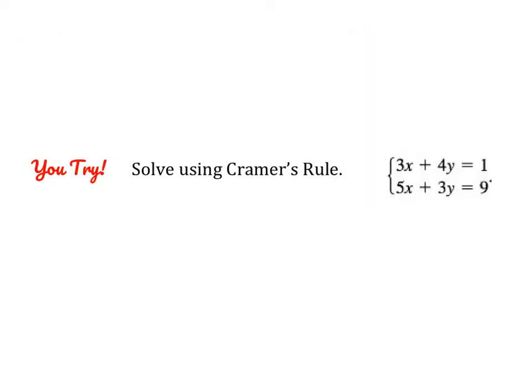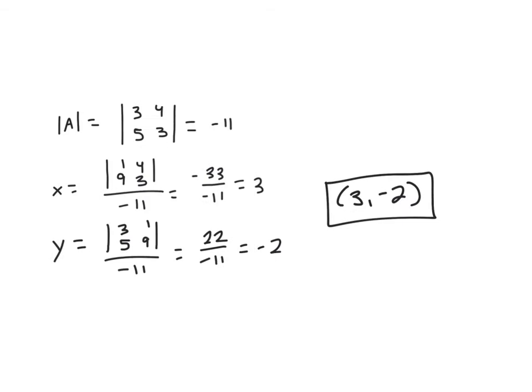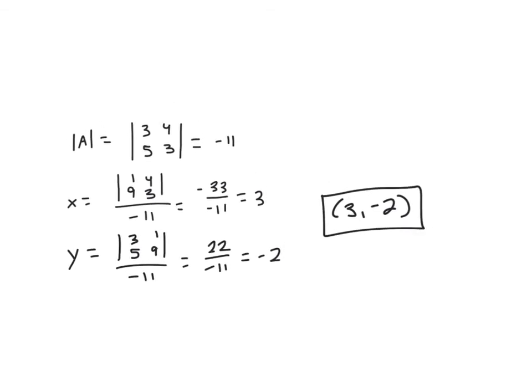All right, go ahead and pause the video and give this problem a try. Okay. So here, first I checked the coefficient matrix, and the determinant was -11, so there's a solution. Then to find x, we replace our x column with our constants, and to find y, we replace our y column with our constants and find those determinants, and you should end up with 3 and -2.